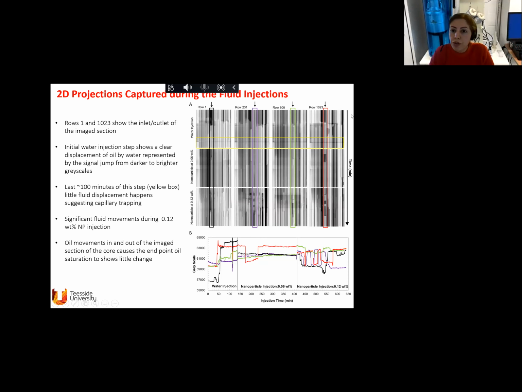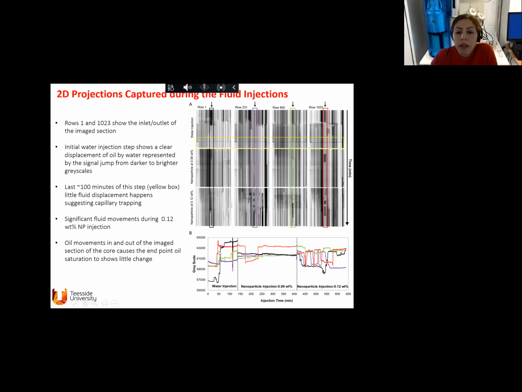In the beginning, the first row is the water injection, then we have the low concentration nanoparticle injection, and the high concentration nanoparticle injection. In order to make this a little bit easier, I also plotted the signals. This is just a line profile through these images that you can see down here. During the water injection step, the signal shows a clear jump, and this is what we expect because we observed about 30% oil removal from the field of view.